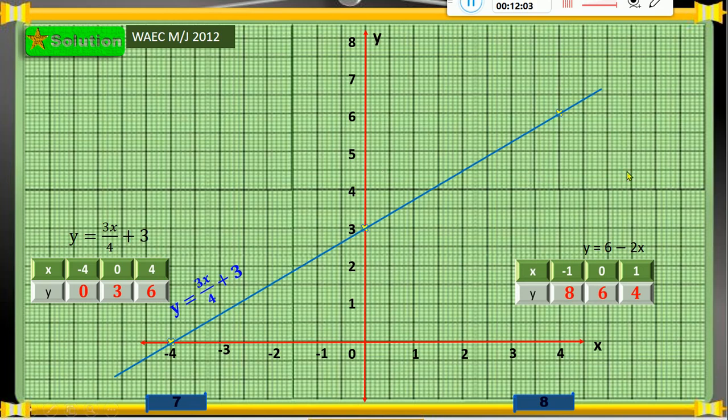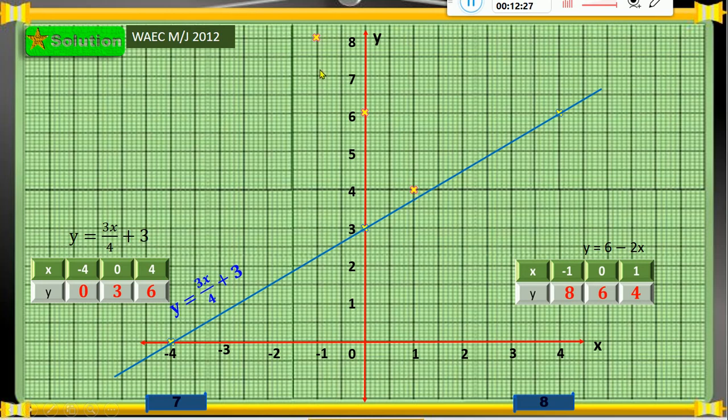So we are going to use this table to plot the second graph. So we have the first point. When x is minus 1, y is 8. x is minus 1 here, y is 8. And when x is 0, y is 6. x is 0 here, y will be 6 here. We have the point at that point. And when x is 1, y is 4. x is 1 here, y will be 4 at this point. We plot.